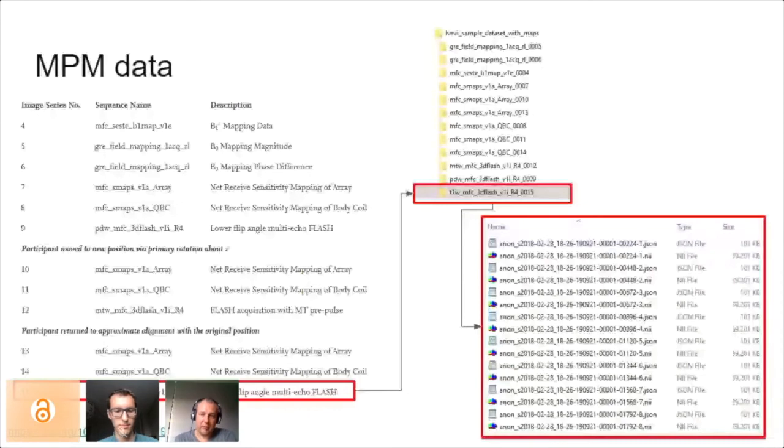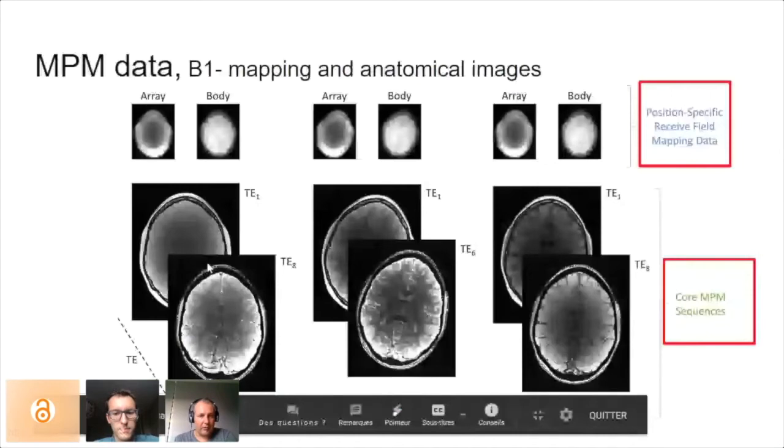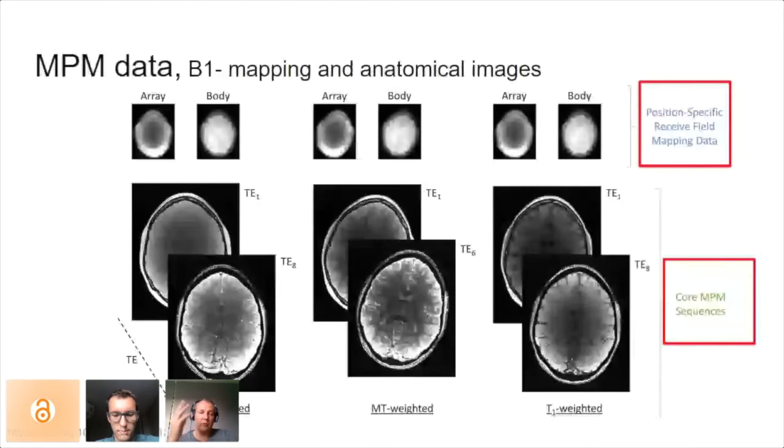So that's just representing what we have. We have the PD weighted, MT weighted, and T1 weighted with different echo times. So we have slightly different contrasted images with different echo times as well. And along that, because each series of images were acquired in a different series at a different time, of course, they also acquired position-specific receive field mapping for the antenna using the body antenna and the head coil.